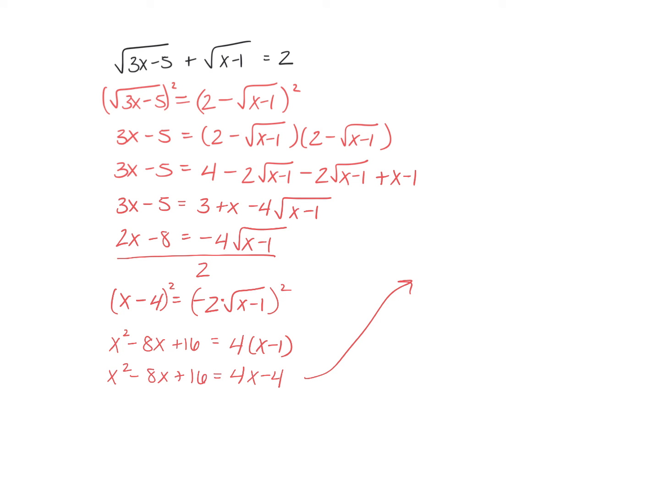Again, it's a quadratic, so I'm going to make everything equal 0. Subtract the 4x, add the 4. You will notice this is the same quadratic we came up with in the previous method. It factors the exact same way, leaving me with the exact same x values, and again, checking both of them. The only one that is going to work is x equals 2.